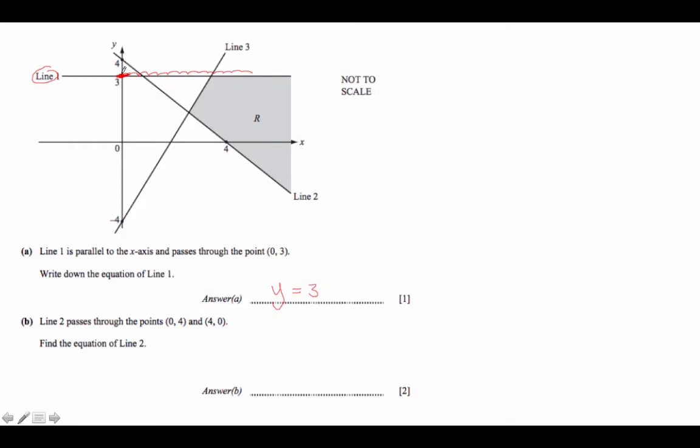Or you could think that its gradient is 0, because it's not rising, so it's just y equals 3, no x. L2 passes through the point (0, 4) and (4, 0). Find the equation of L2. A couple of different ways to do this.